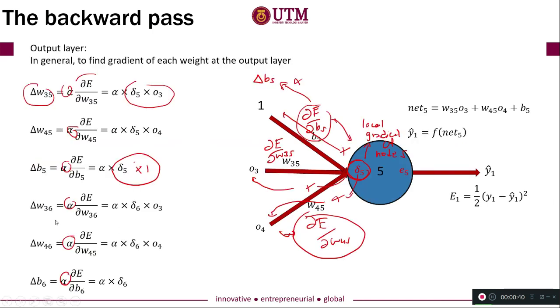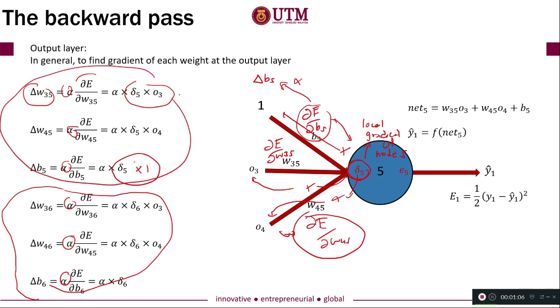you can also repeat the same process there to find the updater of W35, the updater of W46 and W36, and the updater of your bias 6 at the neuron 5, using the same concept as this one, which comes from the examination of this neuron number 5. So you can generalize in that way.